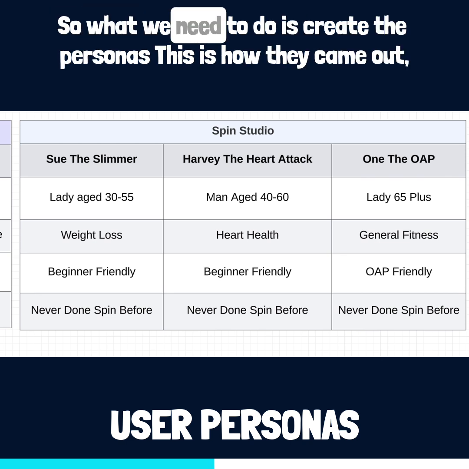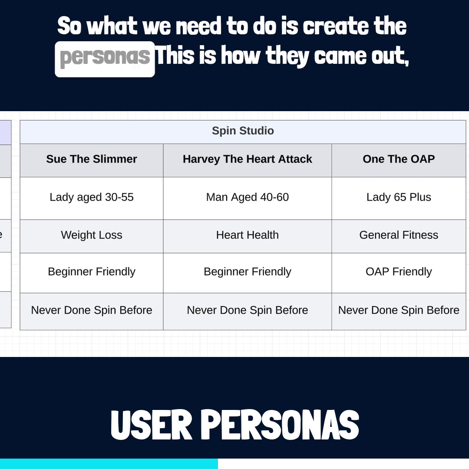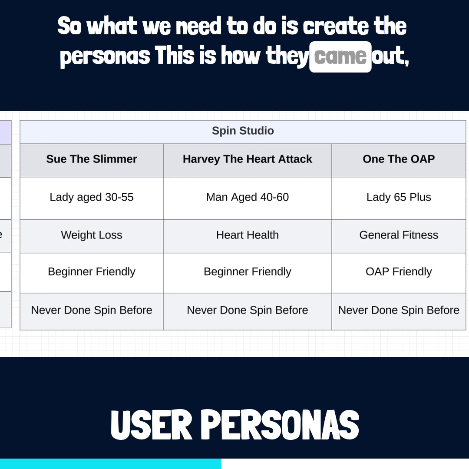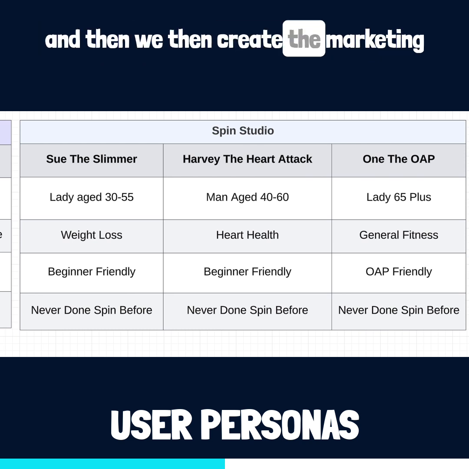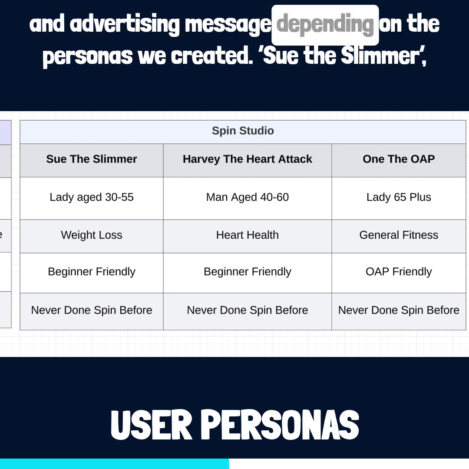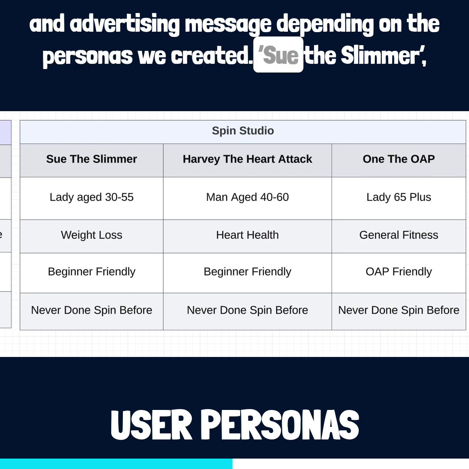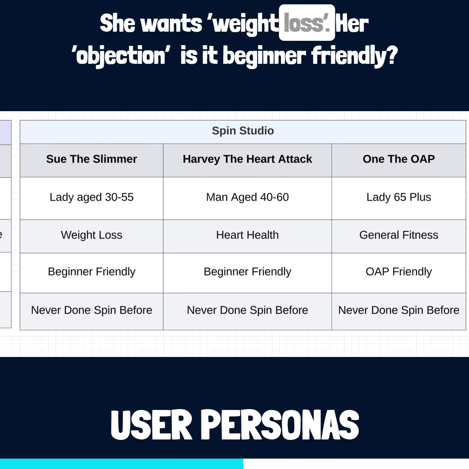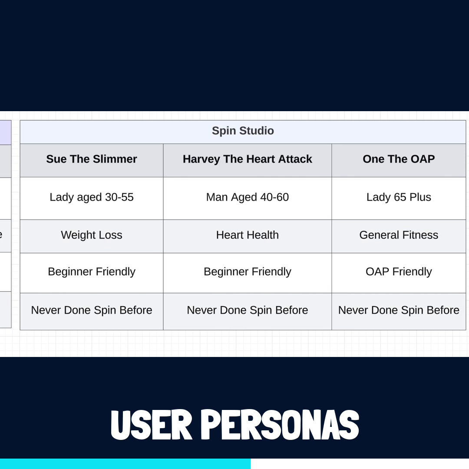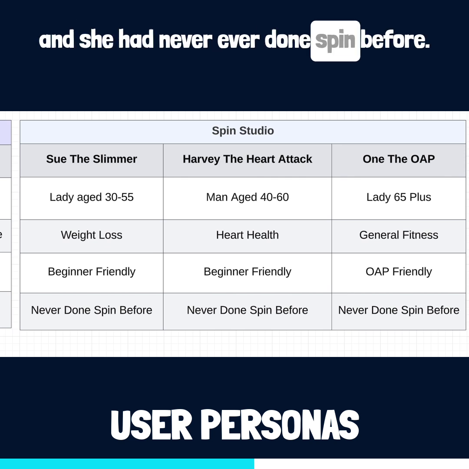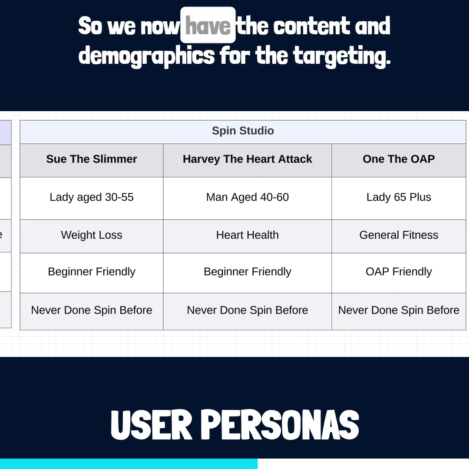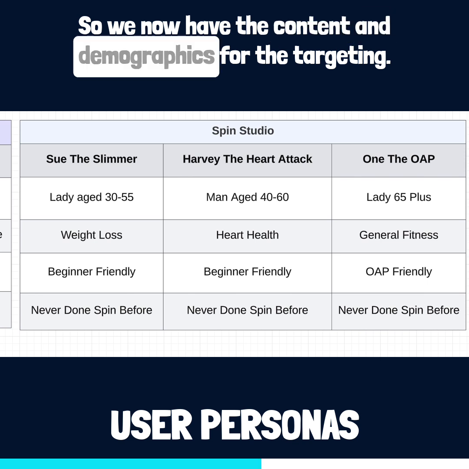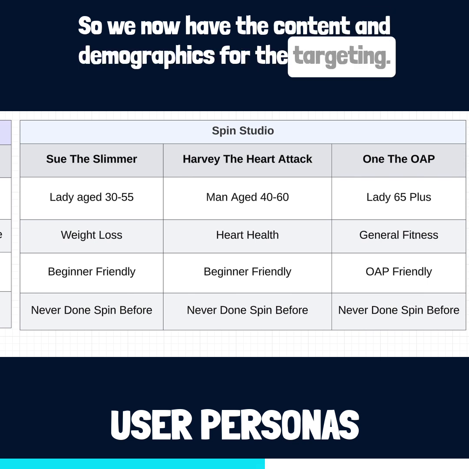So what we need to do is look at the personas. This is how they came out, and then we create the marketing and advertising message depending on the personas. So we created Sue the Slimmer, and she is a lady aged 30 to 55. She wants to do weight loss. Her objection was, is it beginner friendly? She had never done spin before. So we now have the content and the demographics for the targeting.